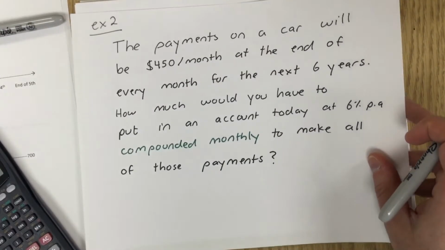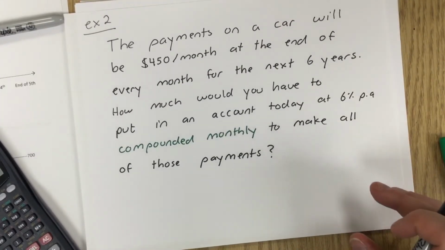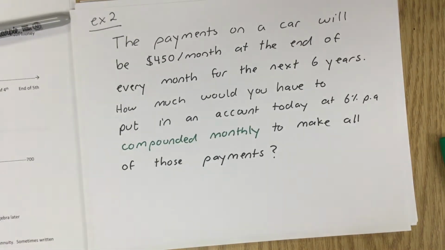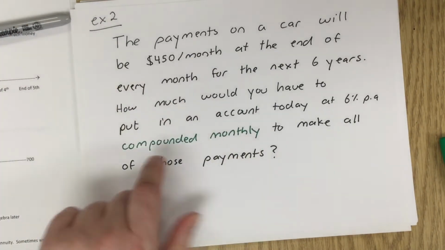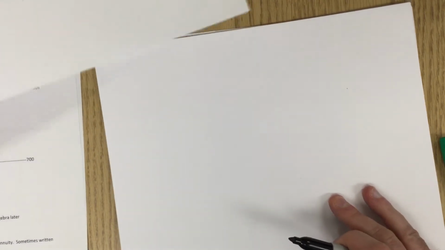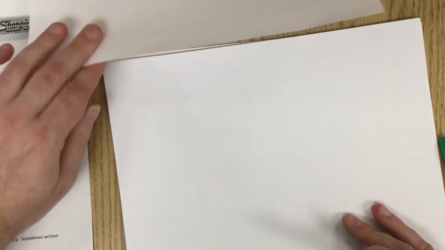Okay. Example 2. The payments on a car will be $450 a month at the end of every month for the next 6 years. How much would you have to put in an account today at 6% per year, compounded monthly, to make all of those payments? Cars are expensive.